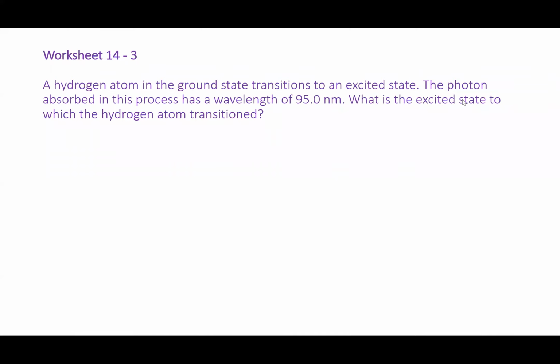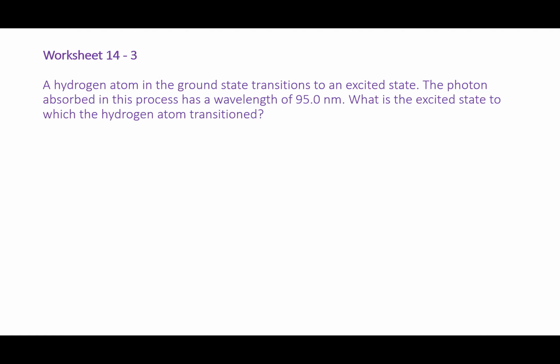For worksheet 14, question number 3, this question is asking us to find the excited state that a hydrogen atom transitions to if it starts off at the ground state. And one of the key pieces of information they give us is that this process has a wavelength of 95 nanometers. So again, if you're talking about a hydrogen atom and you're talking about transitions, one of the first things that should come to mind of what equations you can use is the Bohr equation.